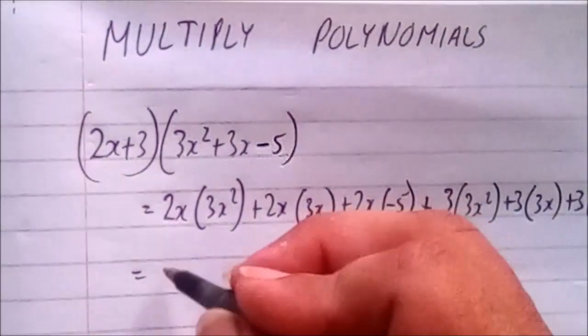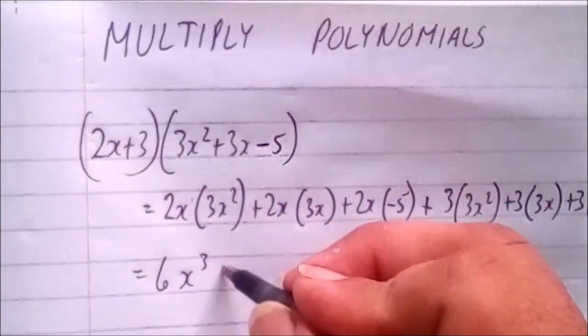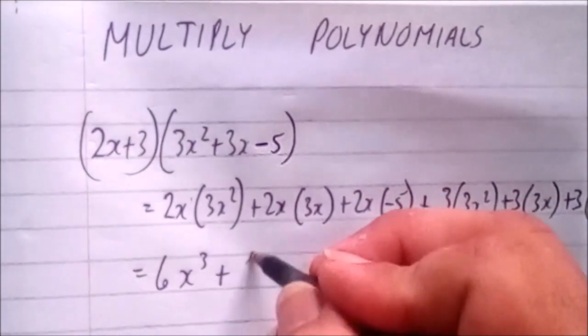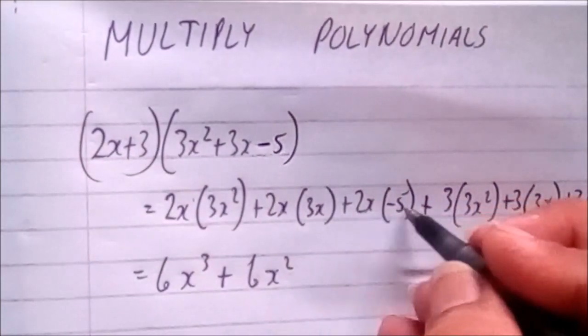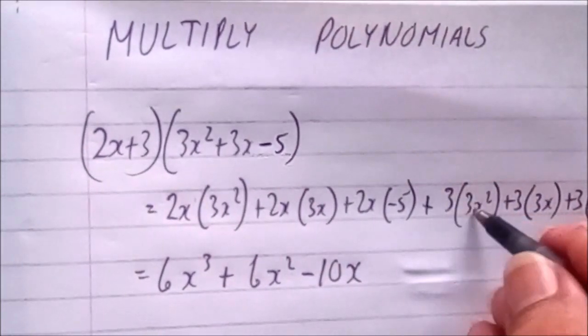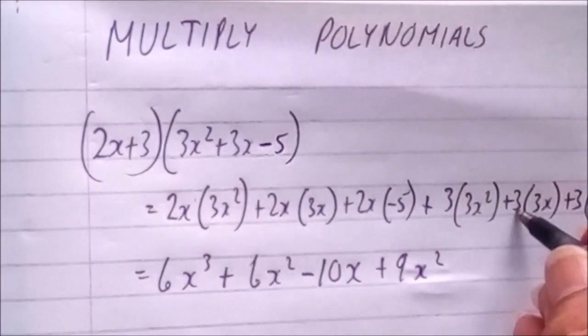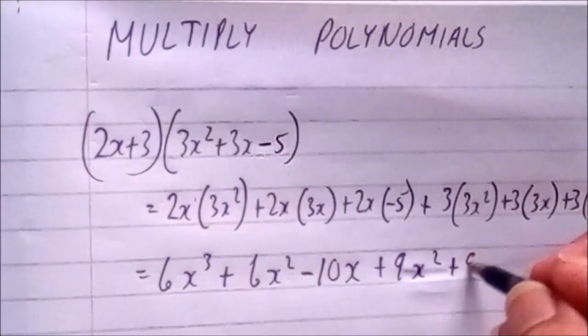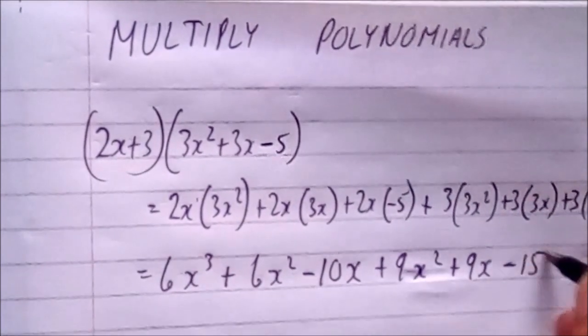So 2 times 3, 6x to the third, 1 plus 2. Here plus 2 times 3, 6, x times x, x squared. Positive 2 times negative 5, negative 10x. Positive 3 times positive 3, positive 9x squared. Positive 3 times positive 3, positive 9x. Positive 3 times negative 5, negative 15.